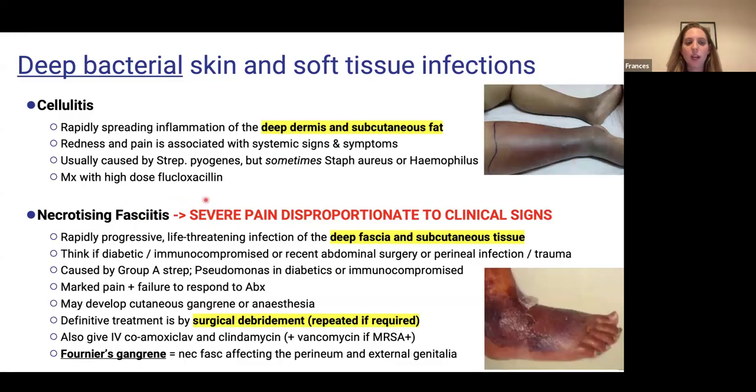And the main reason why we care about this is because it's what people colloquially refer to as a flesh-eating bug. It's really rapidly progressive. It's life-threatening. You have infection of that deep fascia and subcutaneous tissue. So it's really, really quite deep in the skin.